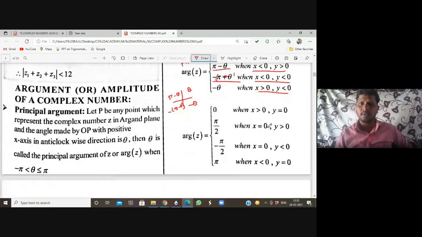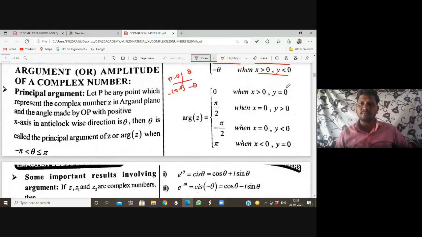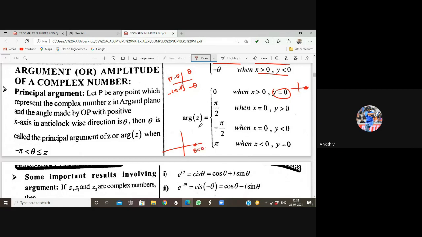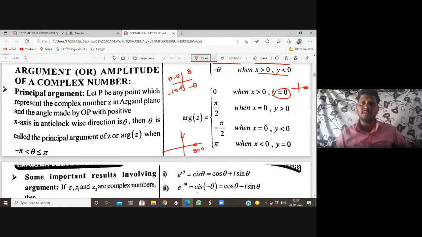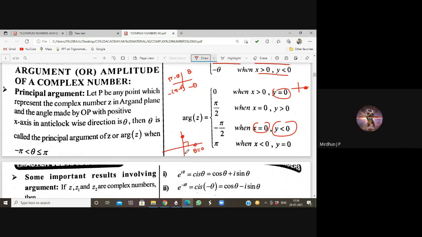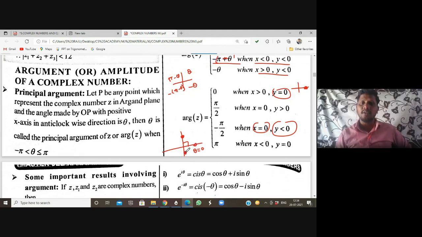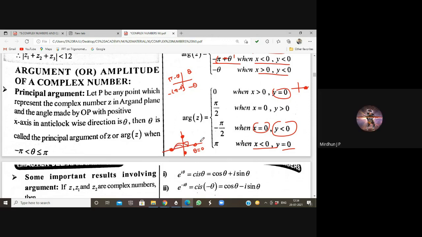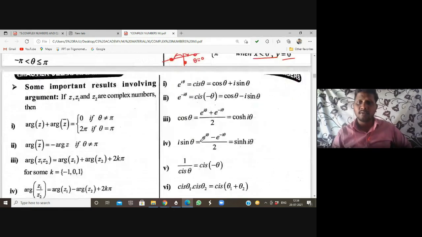That's all. See, when x is greater than 0 and y is equal to 0, the point lies on the real axis. What is the angle, students? On the real axis we always know it is 0. When x is 0 and y is greater than 0, it means the imaginary axis. What is the angle? 90 degrees. When x is 0 and y is negative, it is the fourth quadrant. And finally, when x is less than 0 and y is 0, the angle is plus pi, positive 180 degrees. Understood?